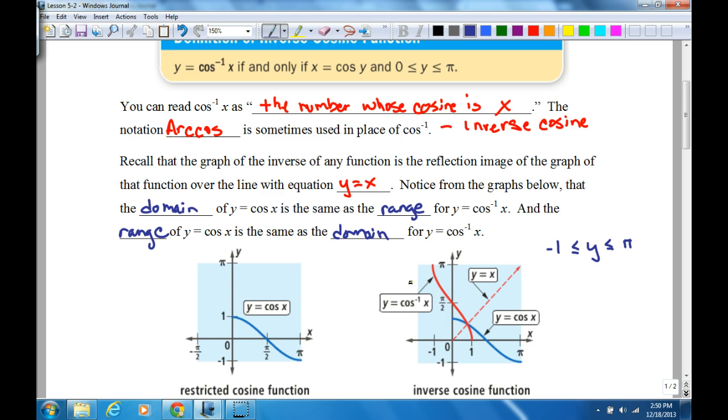Yeah. Pardon me? What? Which graph are we looking at? She did not call on you. I know, but I'm confused.